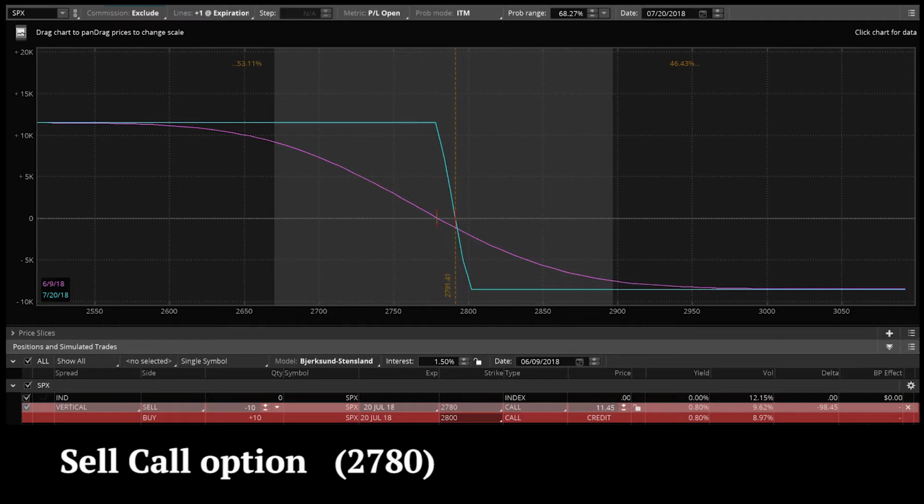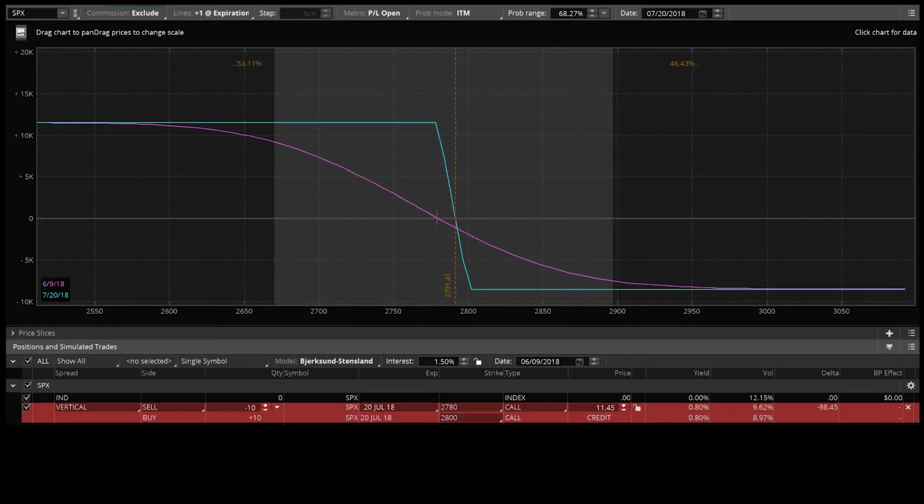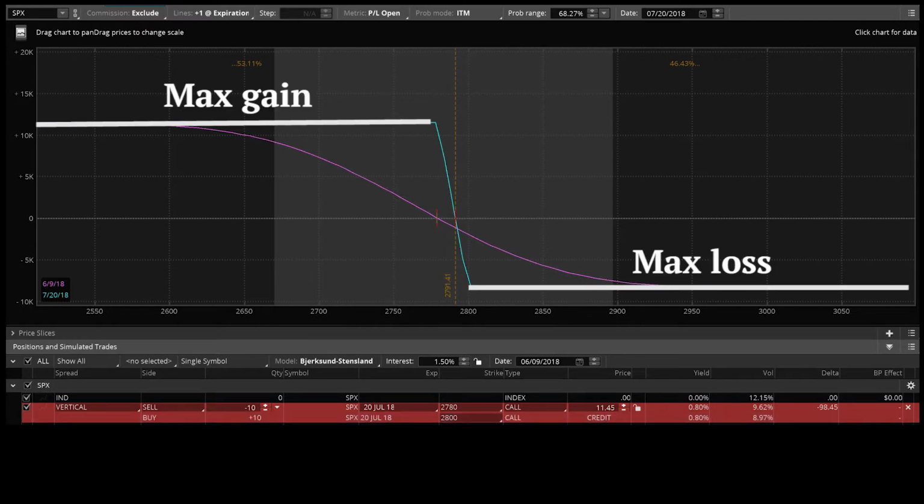But if you just sell a naked call option by itself, that's an unlimited loss trade, because if the price of the S&P keeps going up, you keep losing money. So we also buy a further out-of-the-money call option which caps the maximum loss for us. In this case, it's that 2800 strike. With both of them open together, now we know exactly how much we can gain and lose. And another benefit is this dramatically reduces the amount of margin required for the trade.